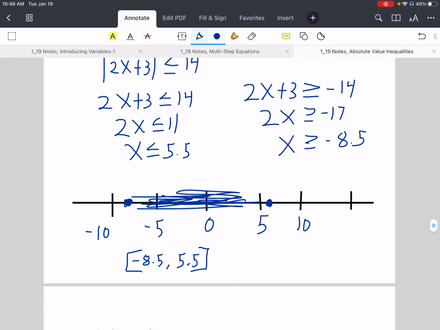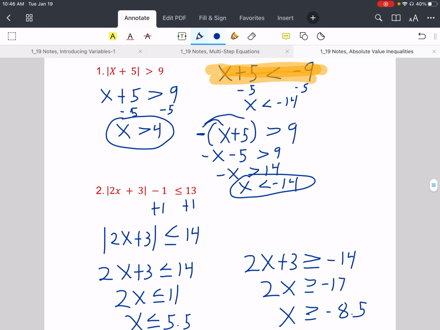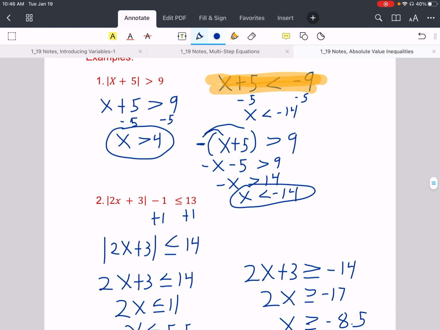whereas the other one was an or. So here the interval notation would be negative infinity to negative 14, or 4 to infinity.